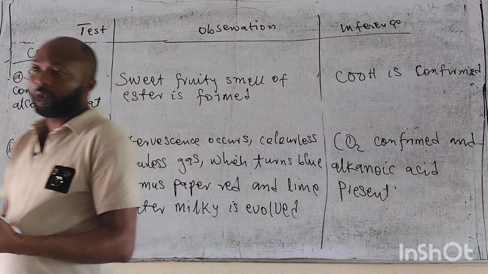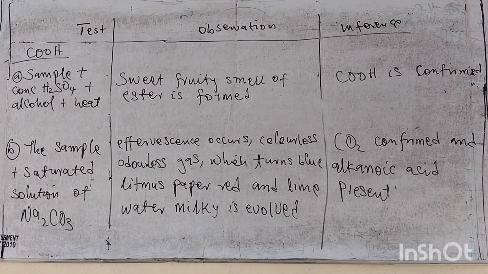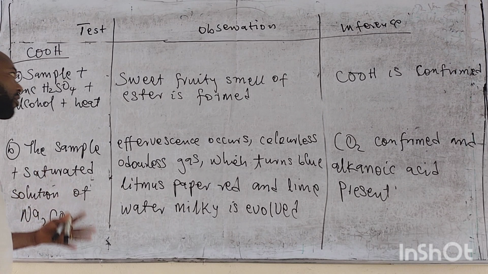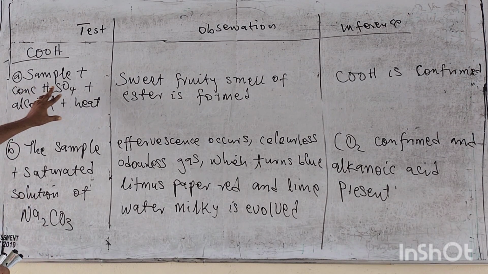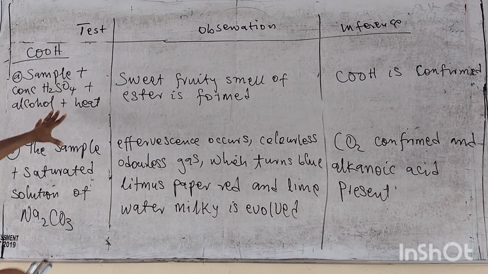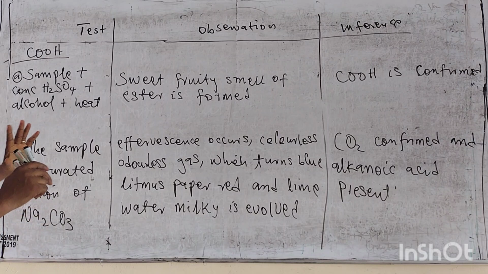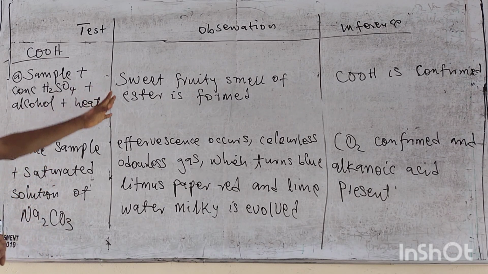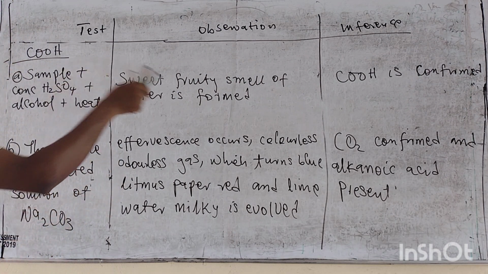Okay, test for the carboxylic group. We say the sample plus concentrated H2SO4 plus alcohol plus heat. We still have our sweet fruity smell of ester formed, because the reaction of alcohol with a carboxylic acid in the presence of H2SO4 always gives us esters and water. So ester will be formed, COOH is confirmed.